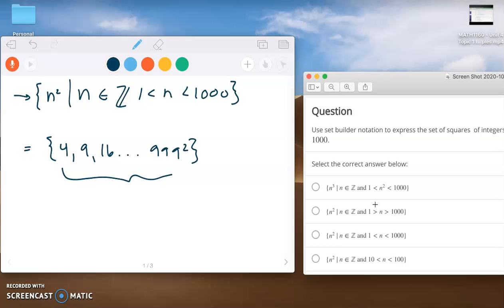All right, so our correct answer, what letter would that be then? That's going to be n squared, this part C right here. That would be the correct answer then.